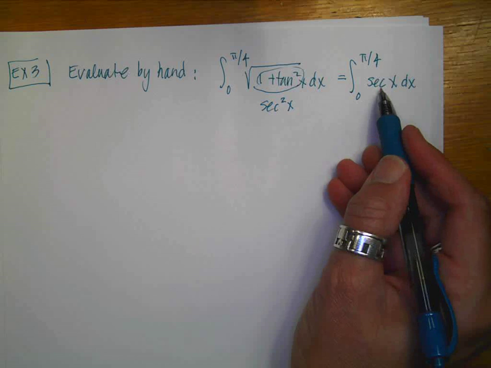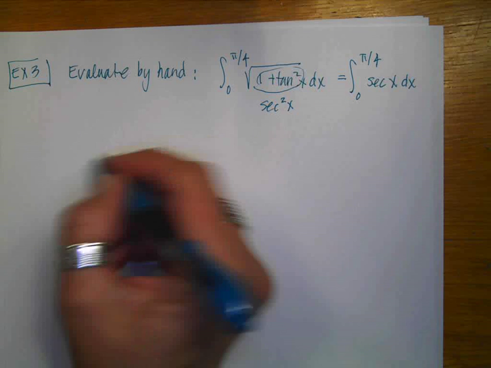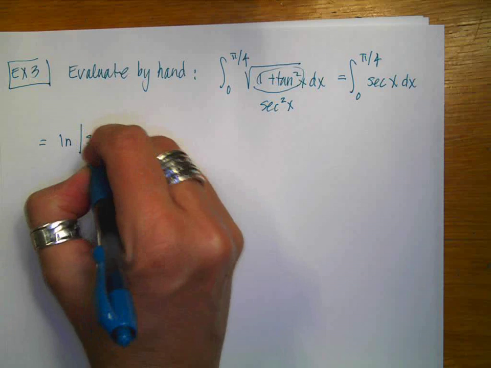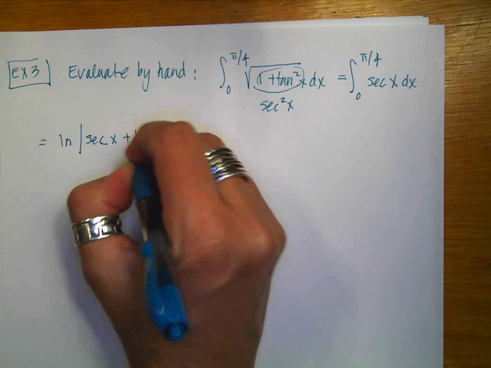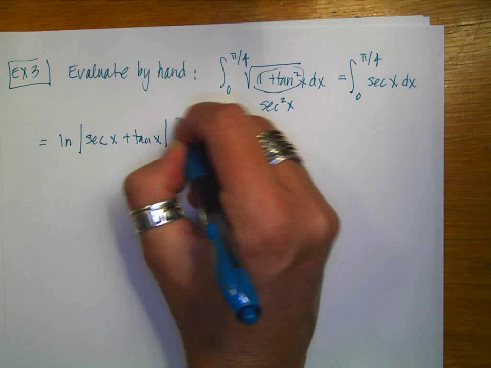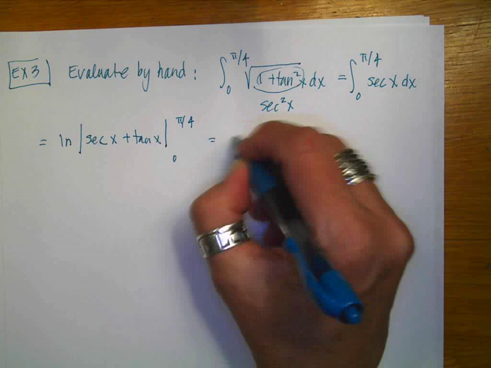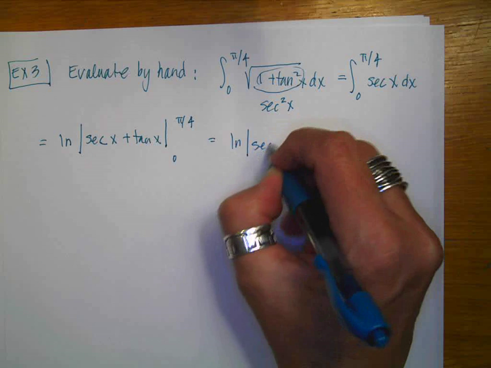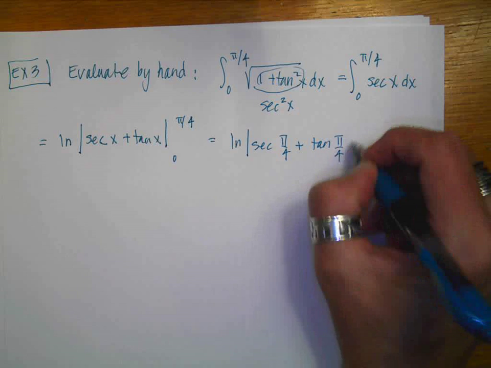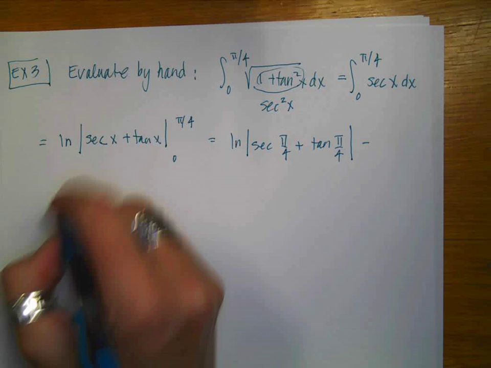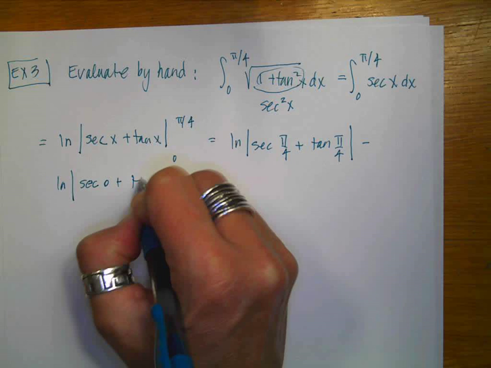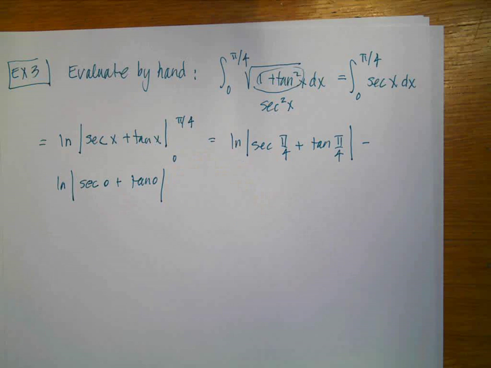Alrighty, so then I have a rule for the integral of secant of x. This is going to be the natural log, absolute value, secant of x plus the tangent of x, and then we're going to evaluate it from 0 to pi over 4. So this is the natural log of the secant of pi over 4 plus the tangent of pi over 4, minus the natural log of the secant of 0 plus the tangent of 0.